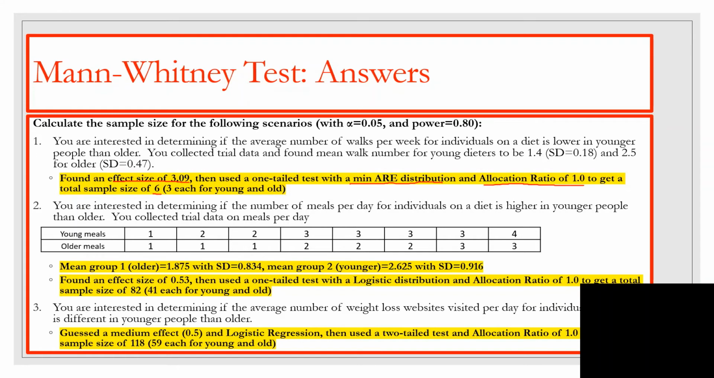Question 2, we're given the raw data to calculate our own means and standard deviations to get an effect size of 0.53. We'll try a logistic distribution, that's what I did, an allocation ratio of 1 because these group sizes were equal, to get a total sample size of 82.